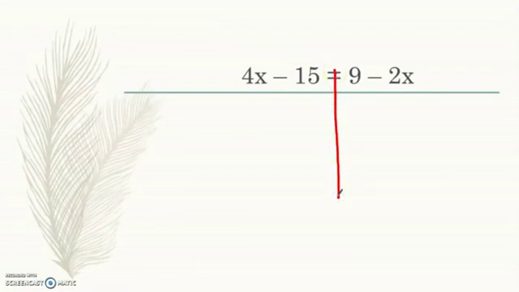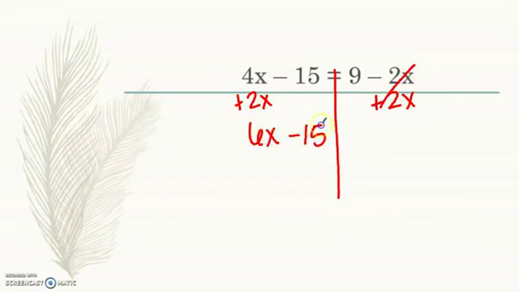So remember, if you have letters on both sides, we need to get them together. It does not matter which way you move them. I'm going to move this minus 2x over here. They're on opposite sides, so you do the opposite. The opposite of subtracting 2x is to add 2x. And 4x plus 2x is 6x. I just bring everything else down. Okay, the minus 15 comes down, the 9 comes down, and this went away.